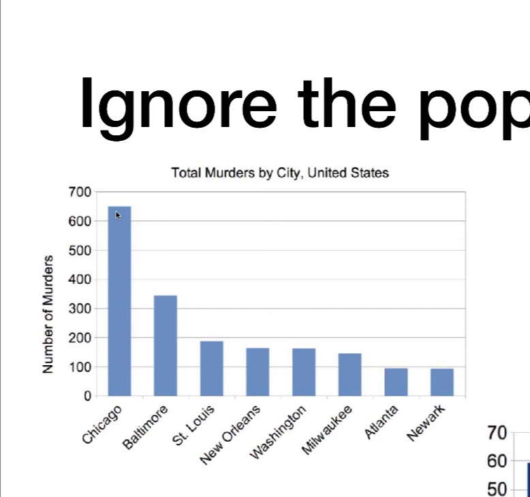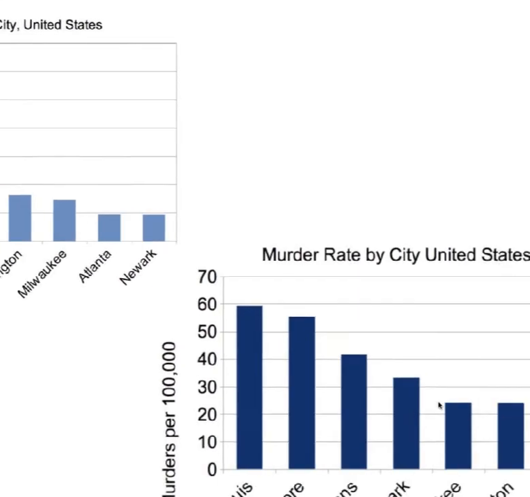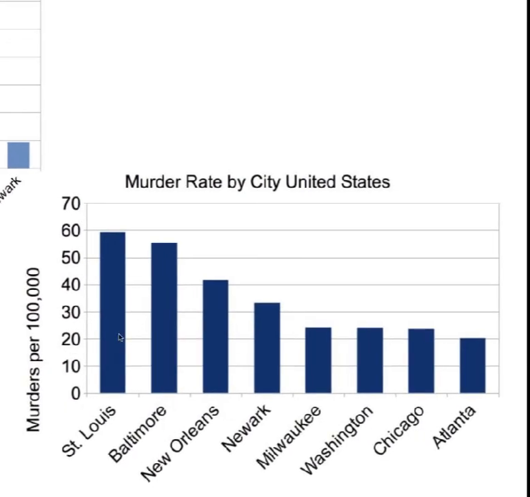If we regraph that data, and instead we look at the murders per 100,000 people, we find that Chicago is near the same as Atlanta, Washington, Milwaukee, etc. In fact, the most dangerous city is St. Louis per 100,000. And this is a more fair graphing of the data.